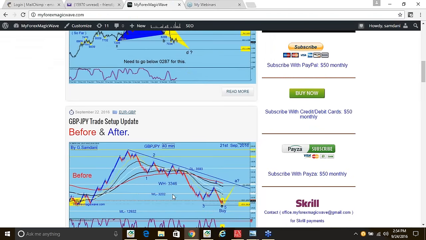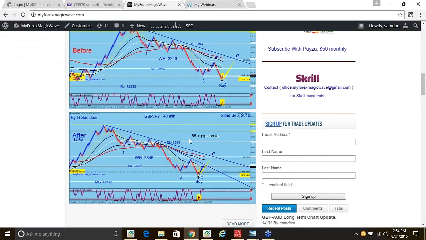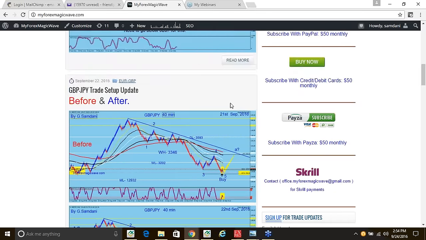For example, yesterday, Thursday or Friday, it was coming down, and then this is an up move of 85 pips, just a small up move to the upside on a 40-minute chart. Then again, it goes down. So this strategy is very good, and as long as you know where the bigger direction is, you just take entries in that direction, and you'll do fine.